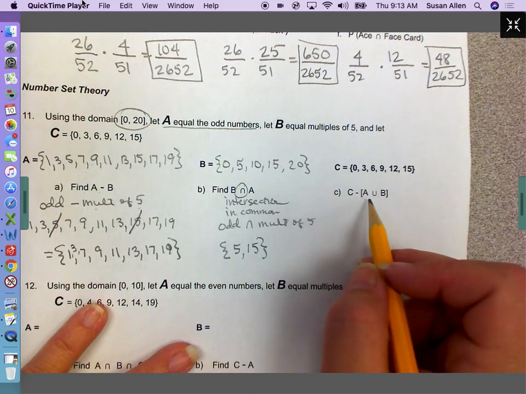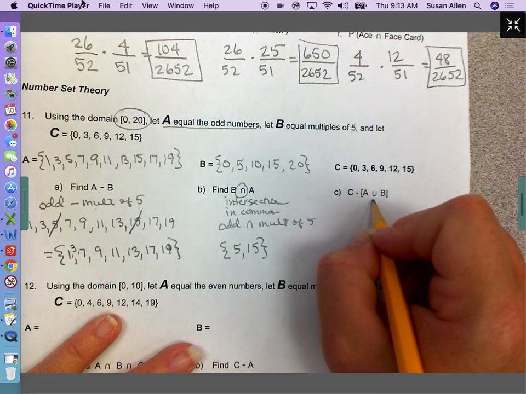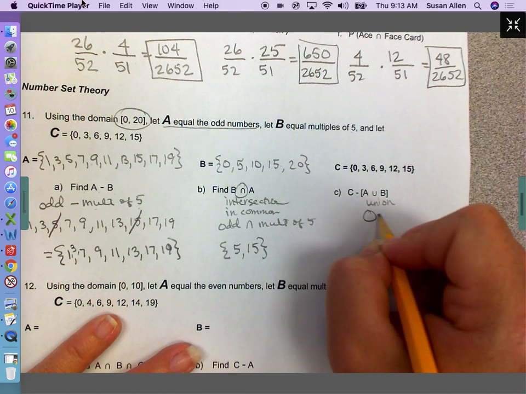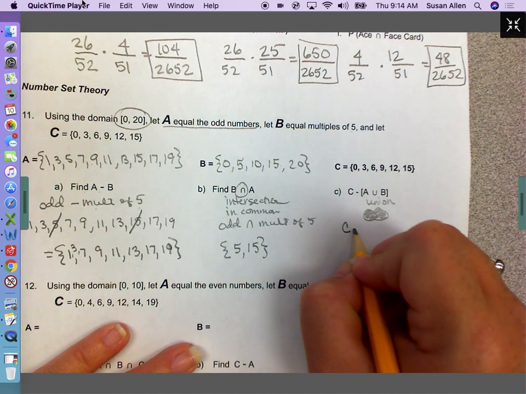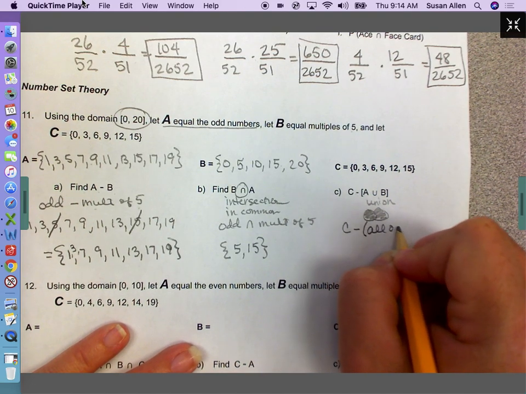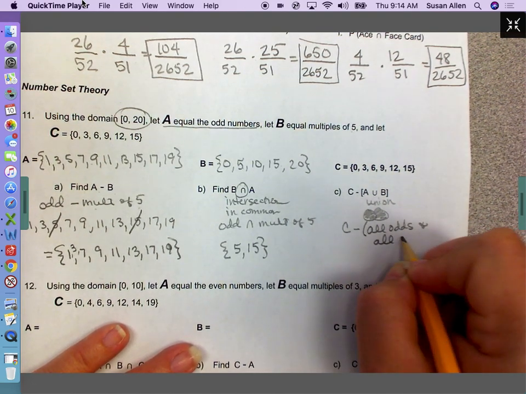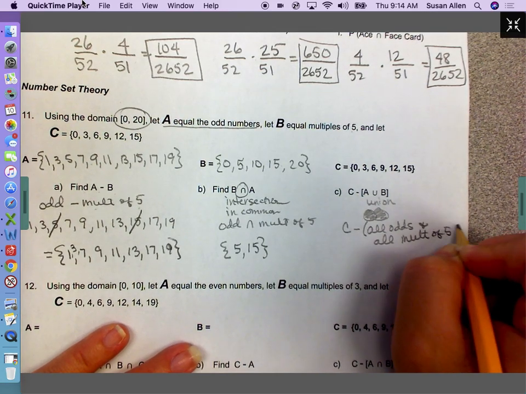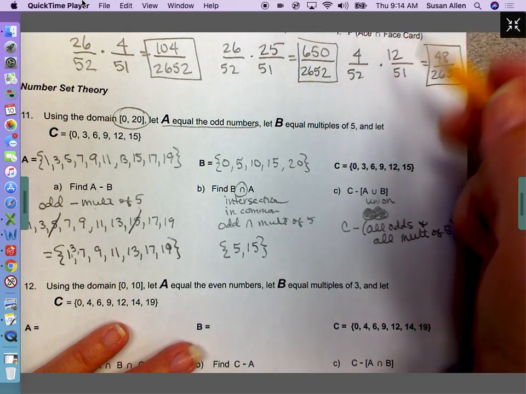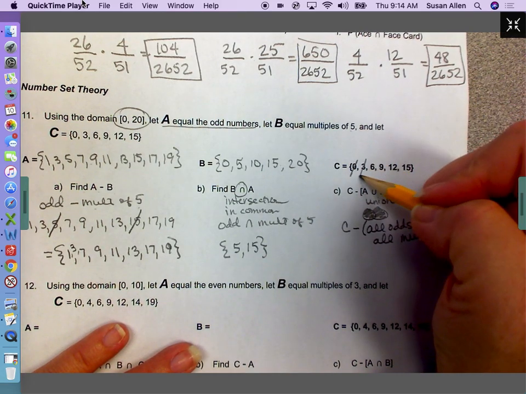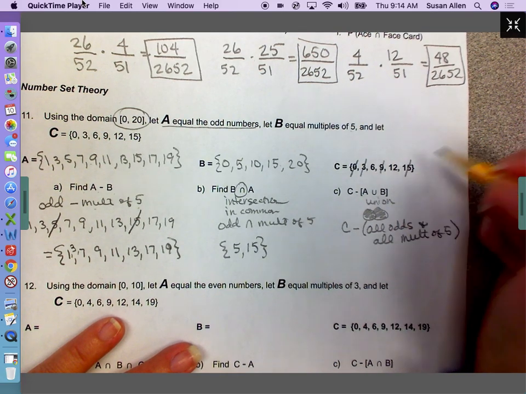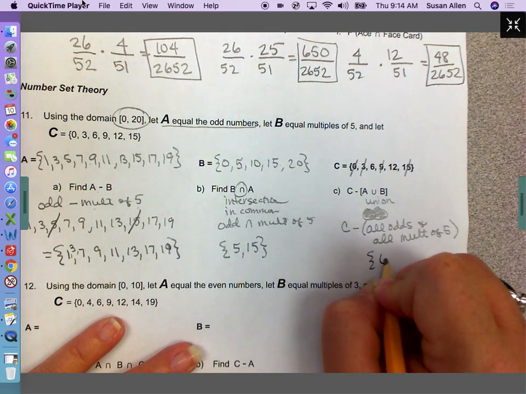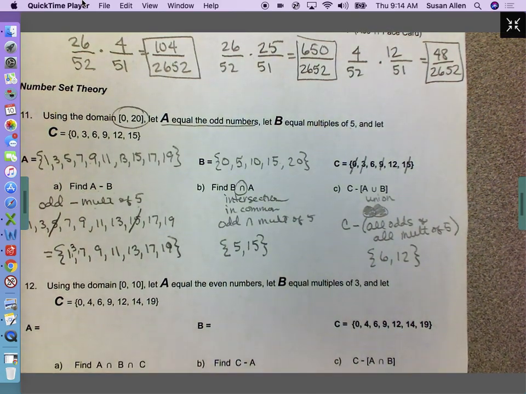Next, you are to take set C and subtract out the union of A and B. Remember that the union of A and B is all of A and B together, including what they have in common. So that means I'm going to take my set C and I'm going to take out all odds and all multiples of 5. So I'm going to look up here at set C. 0 is a multiple of 5. 3 is odd. 9 is odd. And 15 is a multiple of 5. So what is left? 6 and 12.